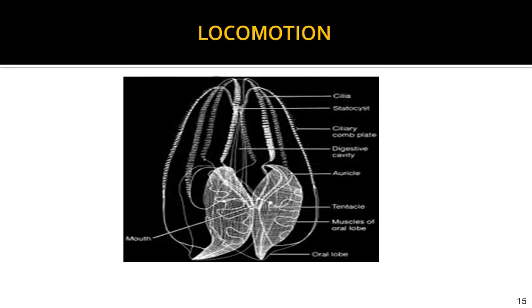These are the special characters of this phylum Ctenophora. The first character is locomotion, right? How does it locomote? Can you watch here? This animal consists of 8 comb plates. The ribbon-like structures formed on this body are known as comb plates. The number is 8. So these 8 comb plates are used for locomotion, right?